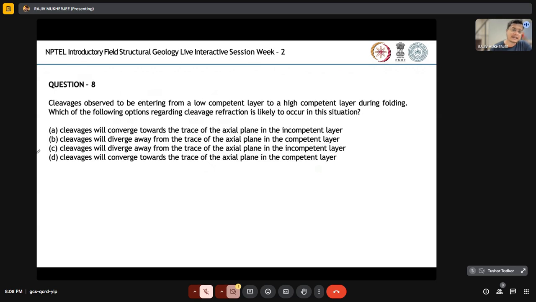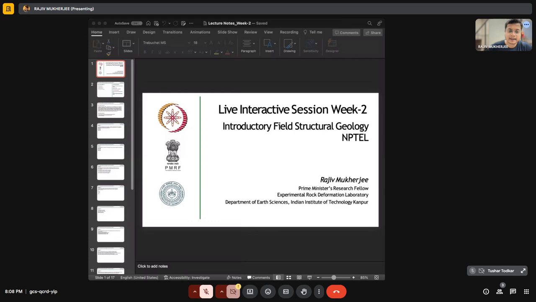So cleavage refraction has been introduced thoroughly in week 2's lecture content, and we have seen the mechanisms behind cleavage refraction formation. From these four options, you have to select the correct one, and it is a fascinating thing to talk about. So I will give you another minute to think, and then I will answer the question.